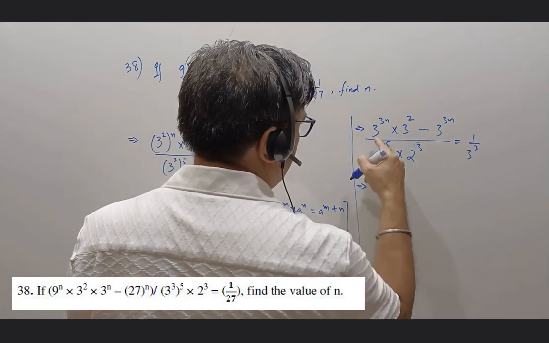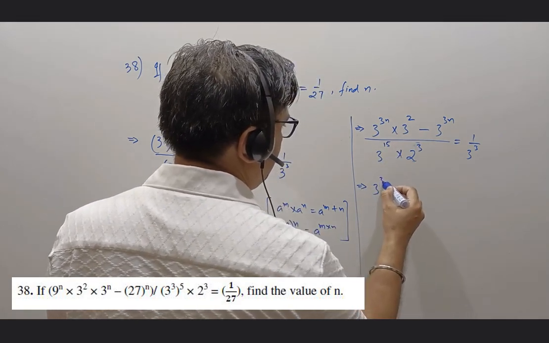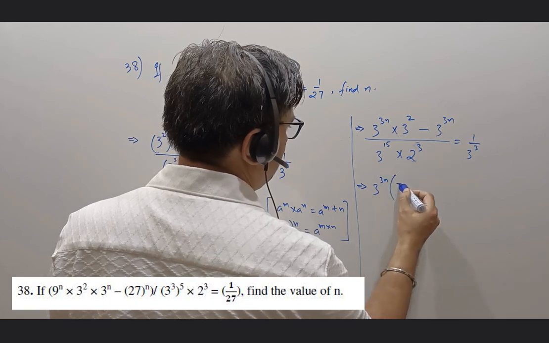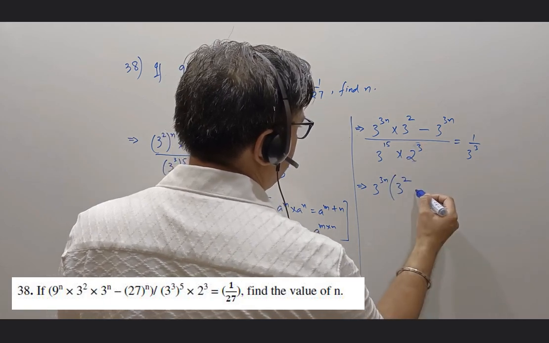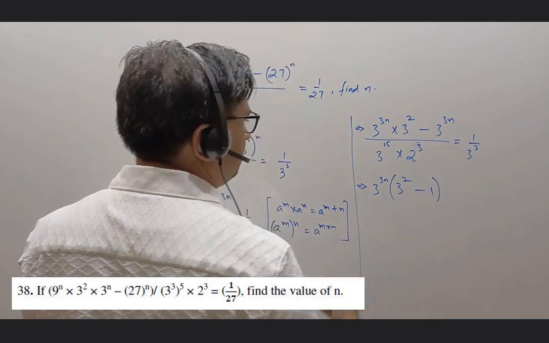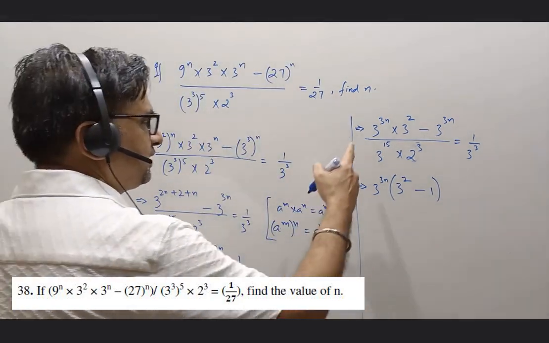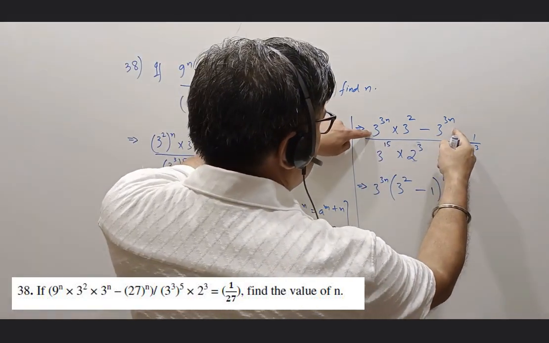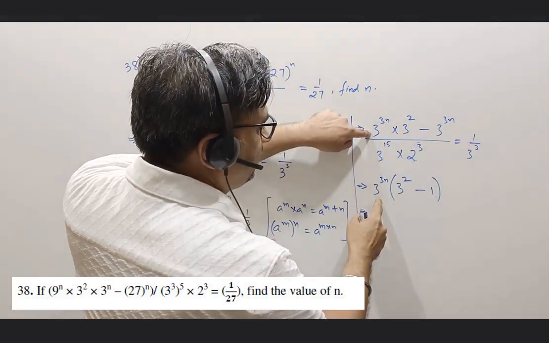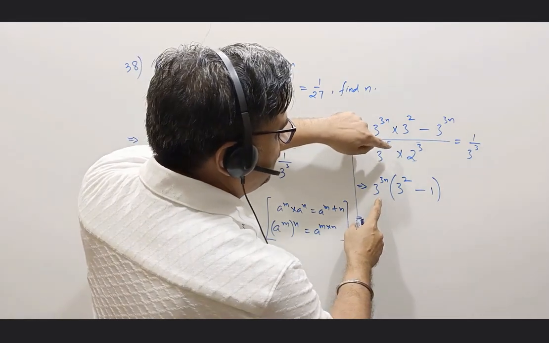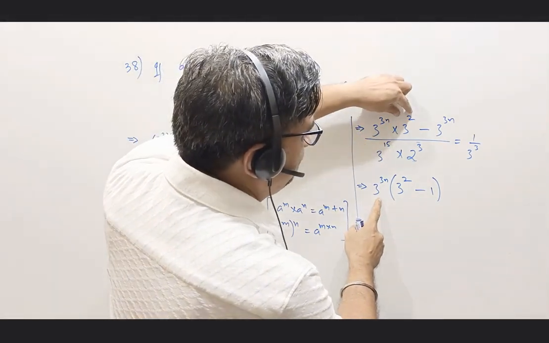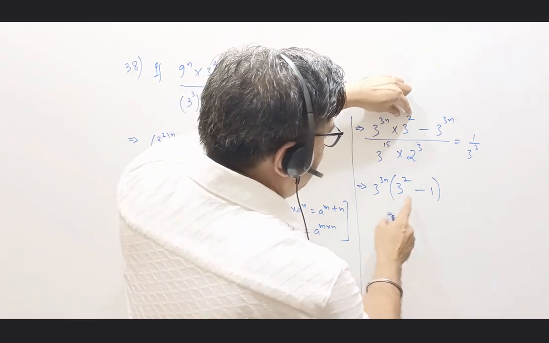So I can take 3 to the power 3n common here. That gives me, I'm left with 3 square here and minus 1. It's the converse of the distributive law, mind you. In this case, I have taken both of these terms had 3 to the power 3n common. So that's what I have taken common. After taking 3 to the power 3n common, I'm left with 3 square over here and I'm left with 1 over here.